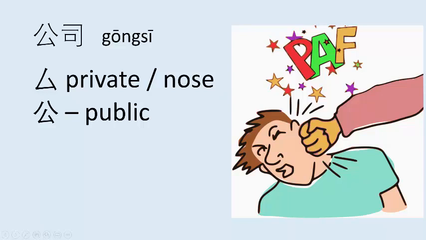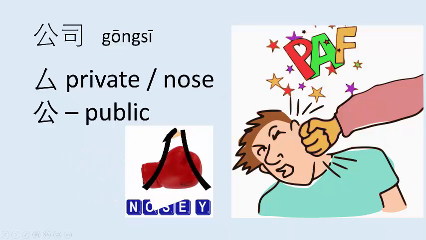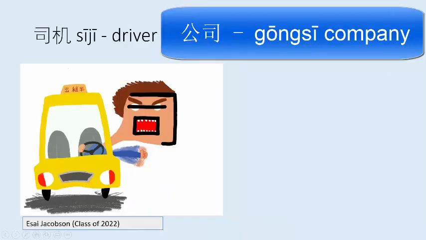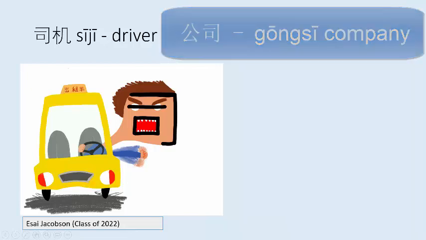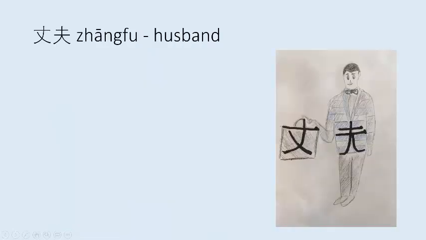The nose has been broken, which is why I have the picture of someone being hit. It's also a kind of warning, like if you put your nose into other people's business and try and make it public, it will get hit. So you have the nose radical, bam, broken nose, and that means public. The Si in Gong Si is the same as the Si in Siji for driver. Si also means company.